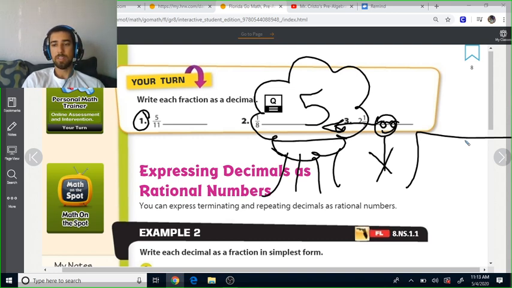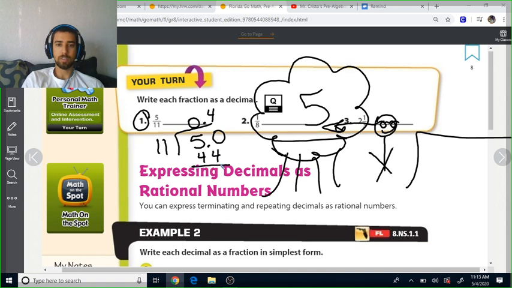Turn 5 over 11 into a decimal. Five goes into the box, 11 stays on the outside. 11 goes into 5 0 times, so you put a decimal and then add a 0. 11 goes into 50 4 times, 11 times 4 is 44, bring down a 0. 11 goes into 65 5 times, which would be 55. And it's just going to rinse and repeat. So it's going to be 0.45 repeating.